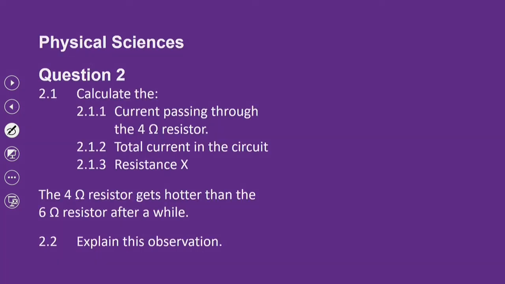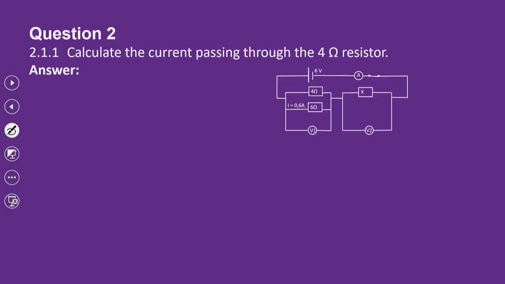Calculate the current passing through the 4 ohm resistor. We want to know what I is at this particular point. And you will agree with me, we've actually gone and calculated that already. But let's go and have a look at how a different approach would have worked.